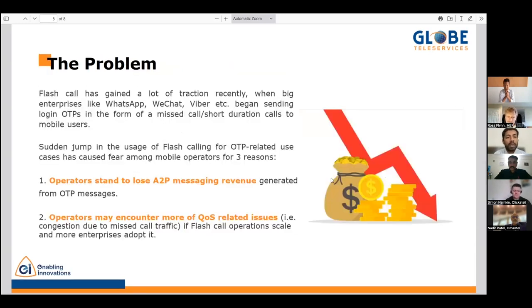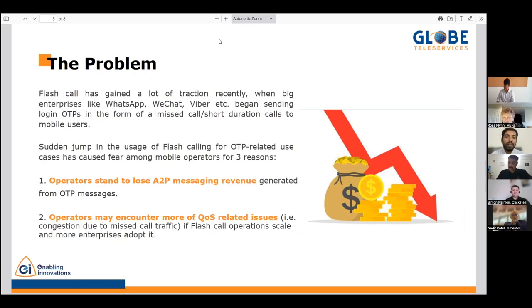So this is where the problem comes in. While it is a great mechanism for end user authentication, there are certain challenges which come into play, especially on the operator side. The operator is typically expected to receive an A2P SMS for authentication, which is the traditional mechanism. However, in the flash call, which is typically like a missed call, there is a very strong probability that the operator would not receive any revenue. Rather, the messaging revenue is being converted to a nearly zero or an absolute zero call revenue. Thereby, the operator stands to lose A2P messaging revenue.